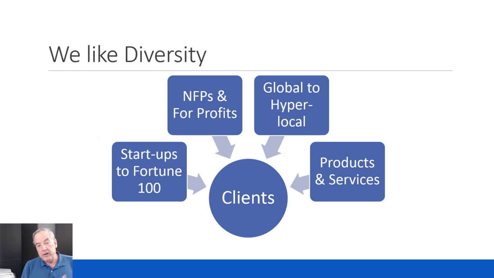What we do in the class is we select clients that give us a diverse look at business in the world today. We have everything from startups to Fortune 100 firms in this class. We have not-for-profits and for-profits. I pick companies that are everything from targeting a global market to hyper-local, like a restaurant. We also want companies that sell products and services and different mixes of those. So we look for diversity so that the students can see that the methodologies we're teaching apply to any kind of business, in any kind of market, in any kind of situation. So we like to have it as diverse as possible, and we have that this quarter.